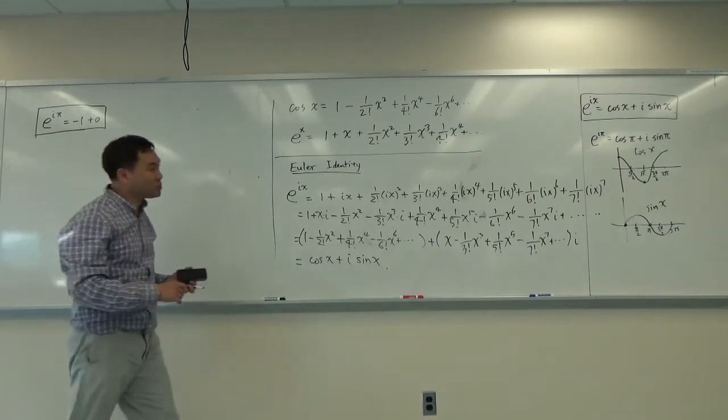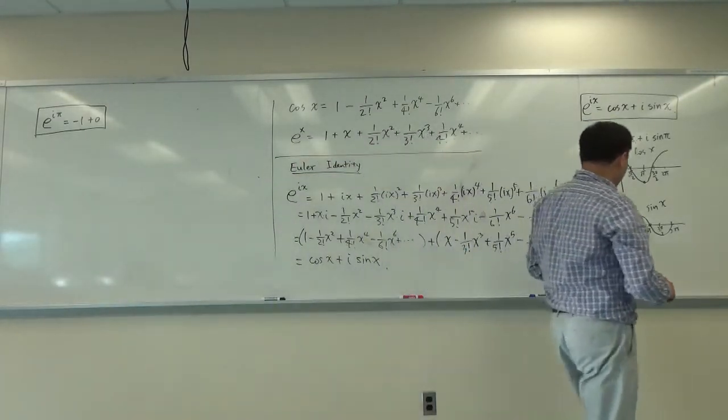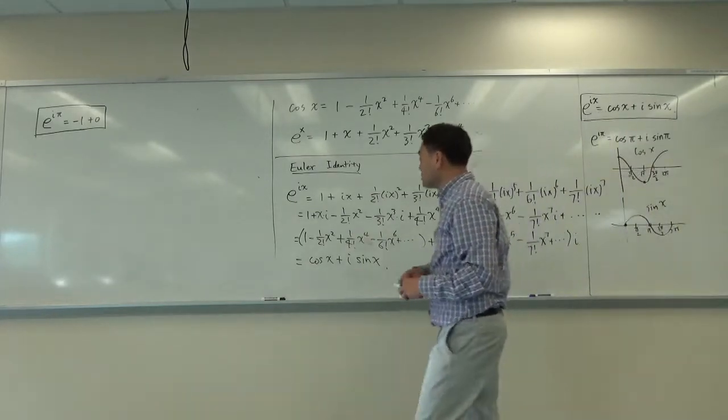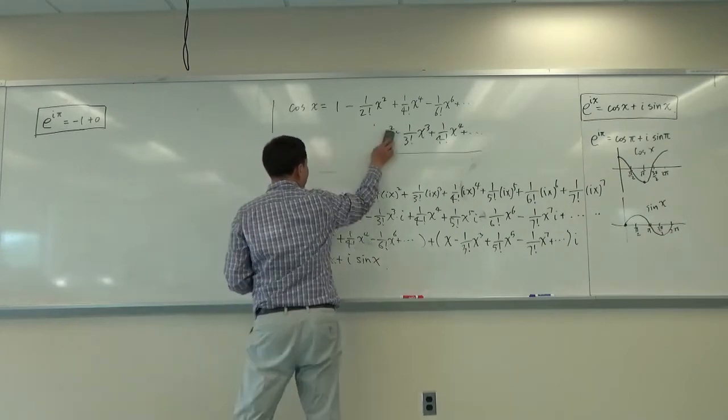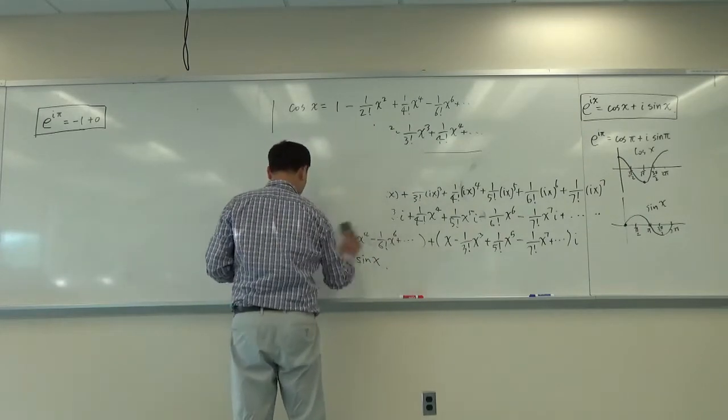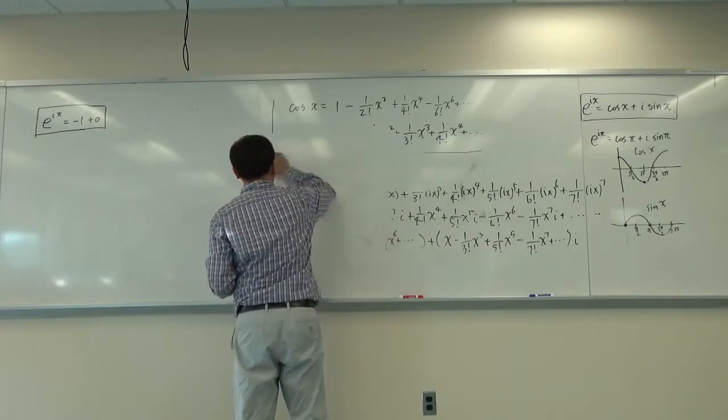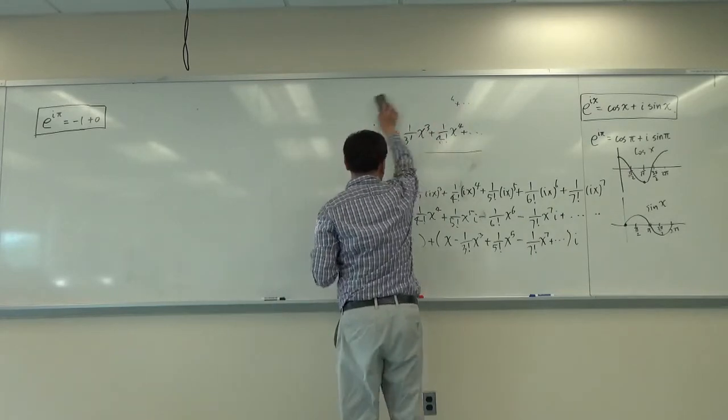So that's the Euler identity. But you might be wondering, this is nice, but what use is there? Let me show you some usages.